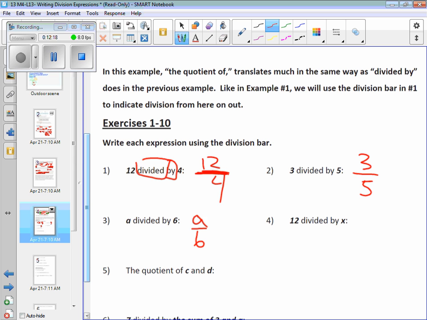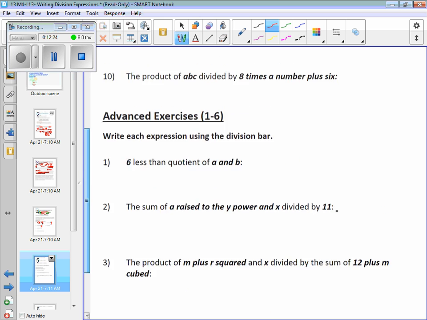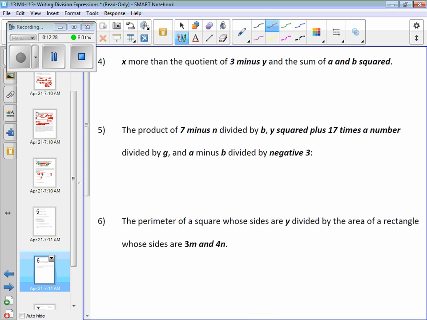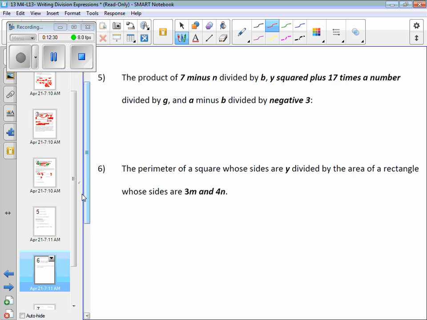But yeah, 4 through 6 is crazy. Okay? Anyway, group up and go.